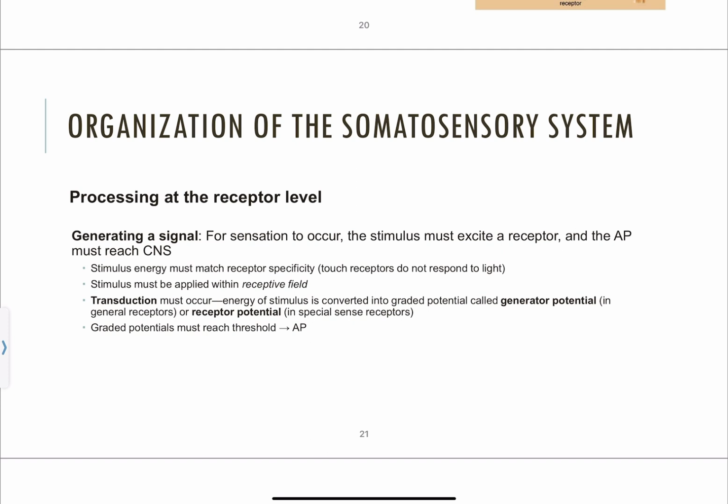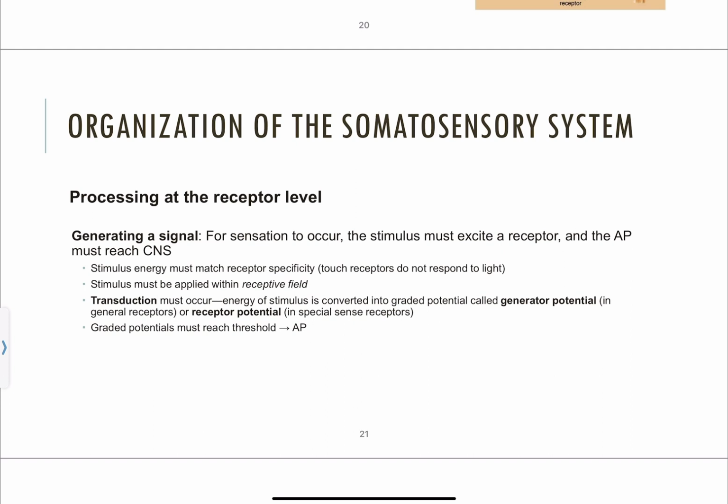Also, the stimulus must be applied within a receptive field, and the receptive field is just the area that the receptor monitors. So only within a certain vicinity of the location of the sensory receptor can it actually be sensed. Also, when we're talking about processing at the receptor level, we have to have transduction. And transduction is basically taking the energy of the stimulus and converting it into a graded potential, just like those graded potentials that we talked about with our neurons. The graded potentials are very short-lived. They dissipate with distance, and they can either be depolarizing or hyperpolarizing.